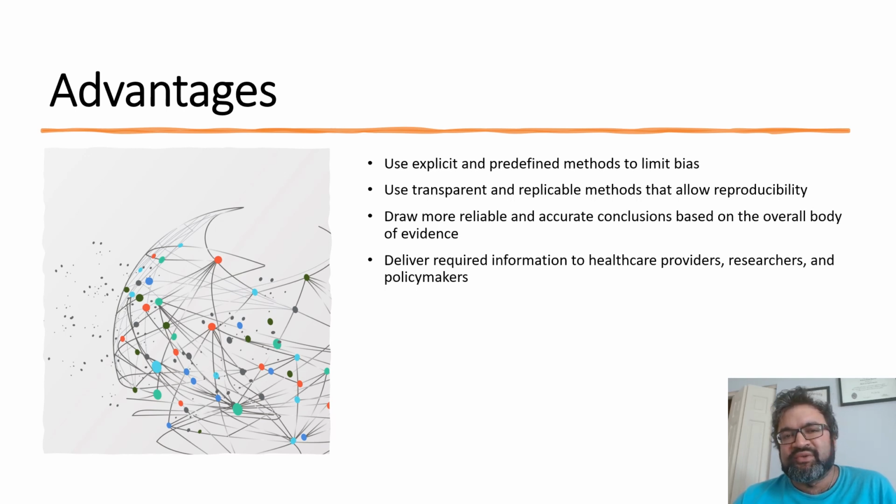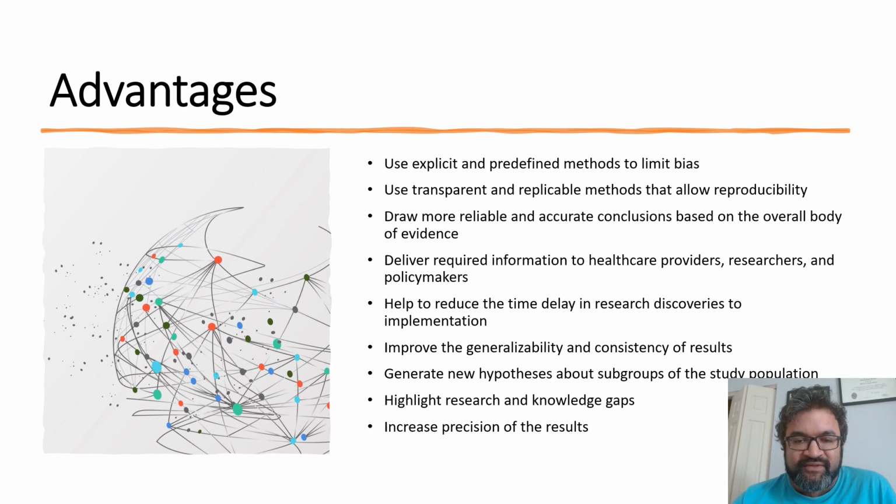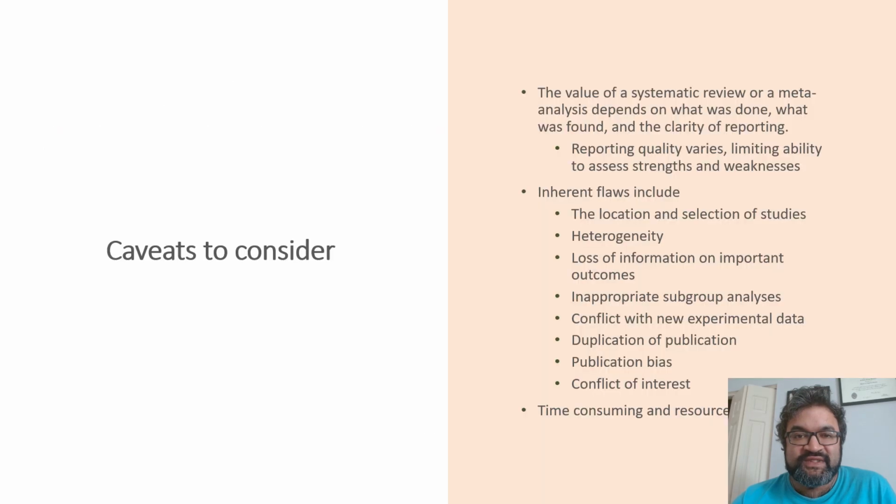One of the things I wanted to note here is that typically systematic reviews and meta-analyses are actually seen as more evidence-based than observational studies. So the level of evidence is much higher. And then they help to reduce the time delay for research discoveries and improve the generalizability and consistency in results. And then finally, increase precision of the results and highlight research and knowledge gaps.